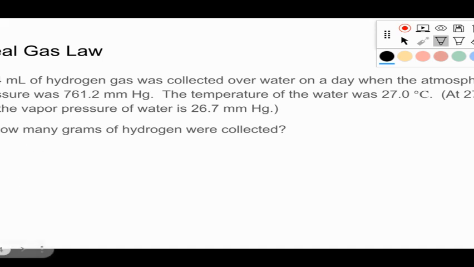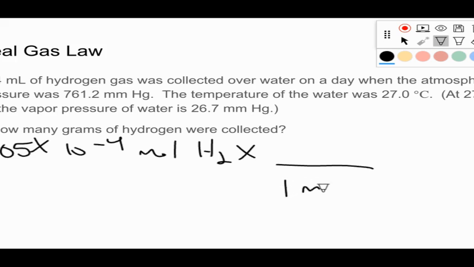Well, this is just some basic math. This is just going to be a basic mole to gram conversion. So I'm going to do 6.05 times 10 to the negative fourth moles of hydrogen. And then you have to be careful because hydrogen is always diatomic. You'll notice I'm writing it as H2. And so it's going to be the mass of hydrogen, so 1.008 times 2, and that gives me 2.016.